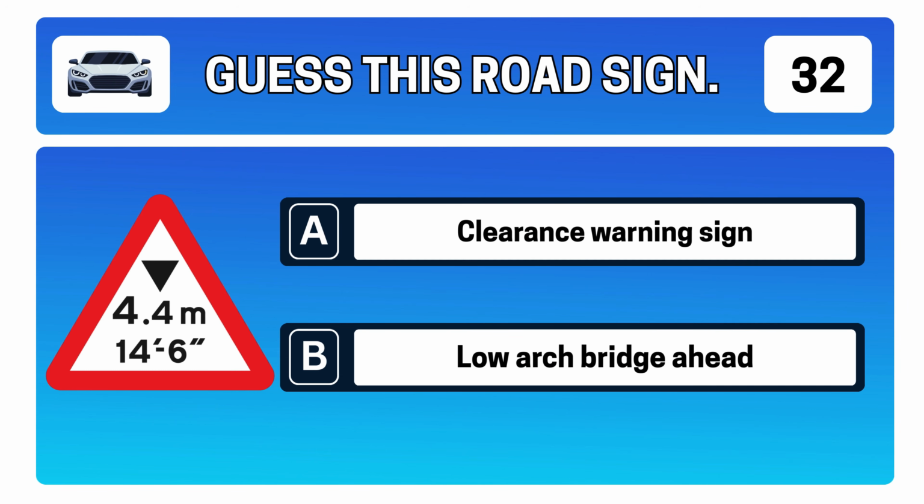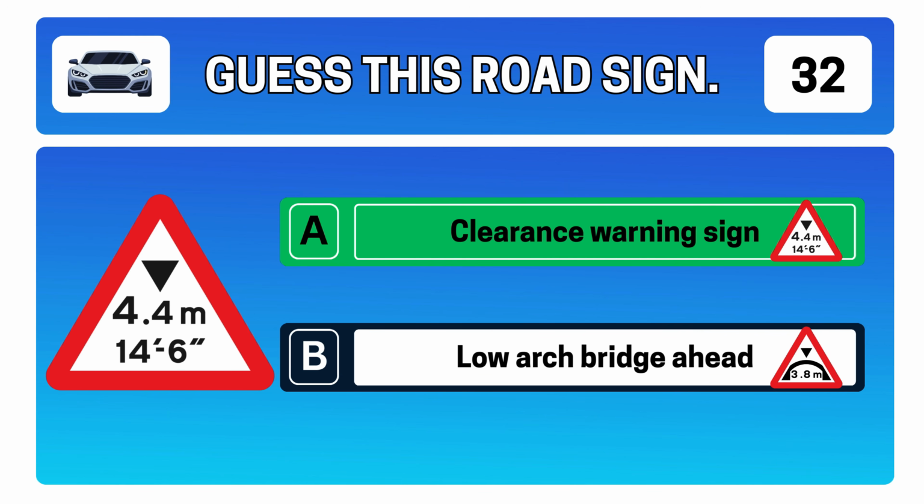Guess this road sign. A. Clearance warning sign. B. Low arch bridge ahead. Well noticed. It is the clearance warning sign.